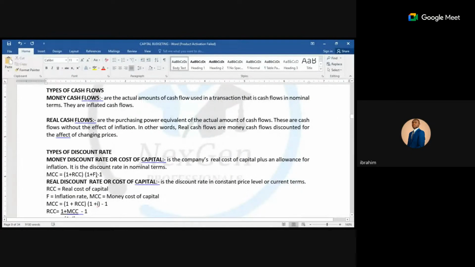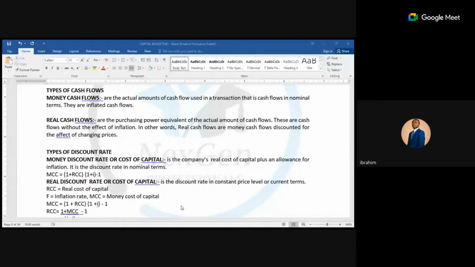Minus what? Minus 1. That is how to convert, how to calculate, or how to convert to money cost of capital. Now, real means in real term.